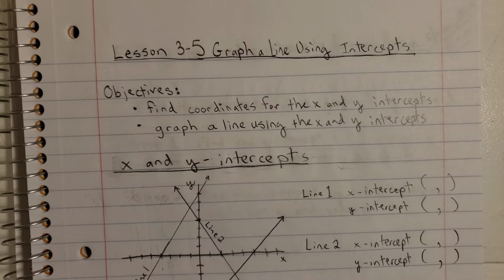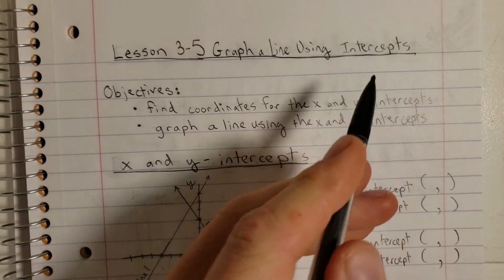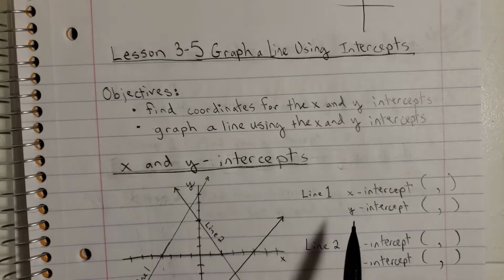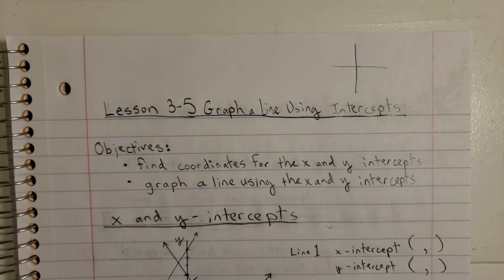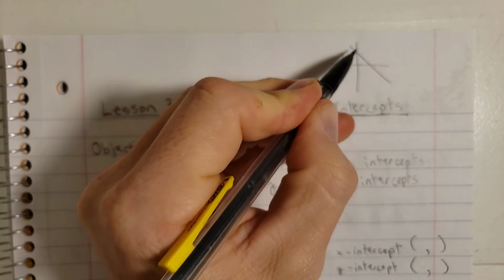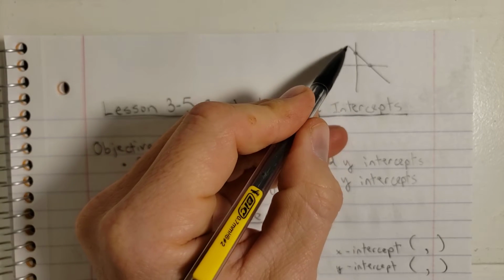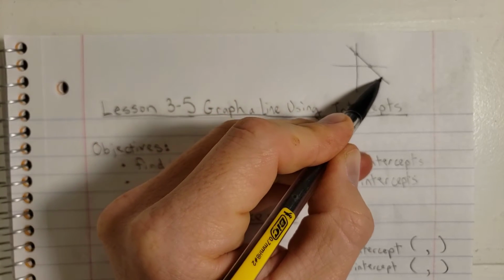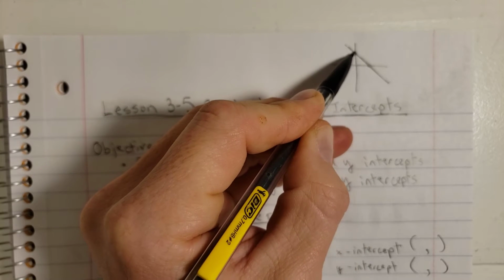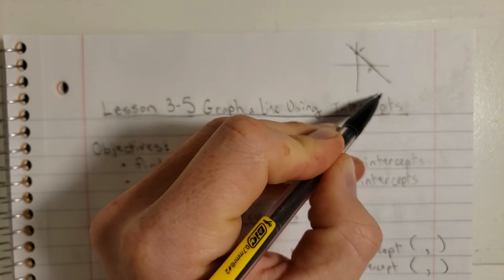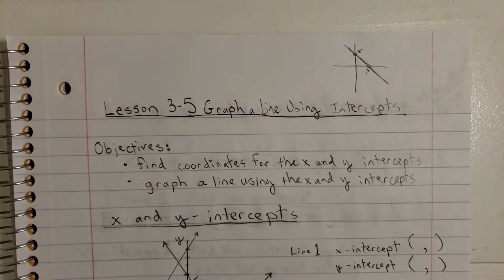Hey, lesson 3.5, graph a line using intercepts. All right, intercepts. We have dealt with those in context. Intercepts are where the lines cross the axes, where any graph of a line crosses the axes. So that would be called your y-intercept. This would be called your x-intercept. And that's what we're talking about today.